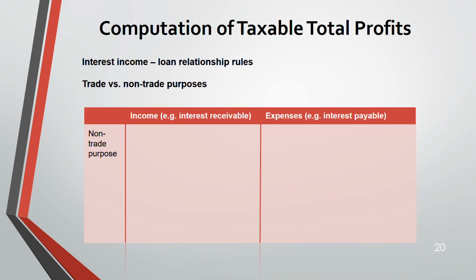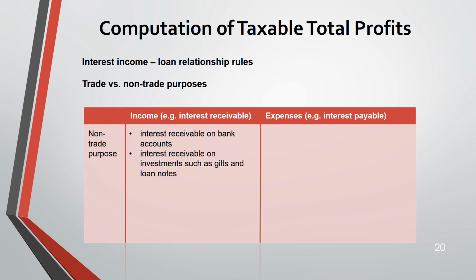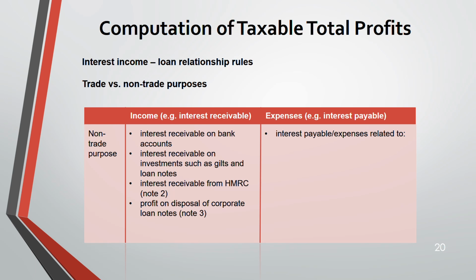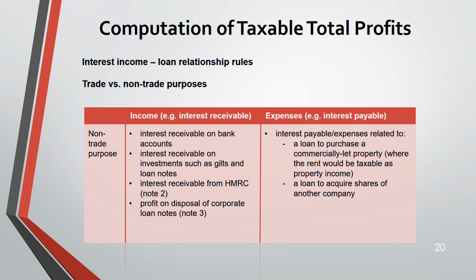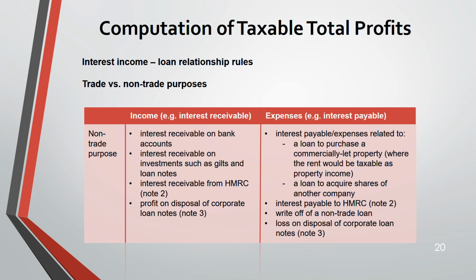Now, for non-trade purpose, we are going to have this type of income: any interest receivable on a bank account, interest receivable on investments such as gilts, interest receivable from HMRC, and profit on disposal of corporate loan notes. We'll see notes 2 and 3 later. Then, for non-trade purpose, interest payable and expenses relating to a loan taken to purchase a commercially let property, where the rent would be taxable as property income, not trading income. A loan to acquire shares of another company is for non-trade purpose. Interest payable to HMRC, write-off of a non-trade loan, and loss on disposal of corporate loan notes are also non-trade purpose.